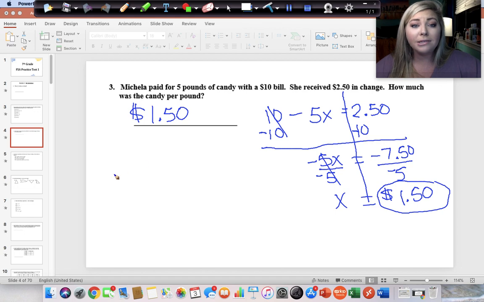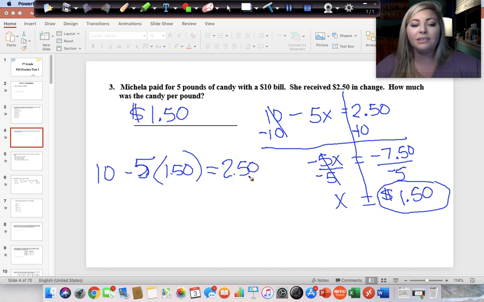You could always come back and check your answer on this one by taking our original equation, which was not a 2 but a 5, sorry, and multiplying it by $1.50, and then taking that amount away from 10 and seeing if it is equal to $2.50. This does check out, so it is $1.50 per pound.